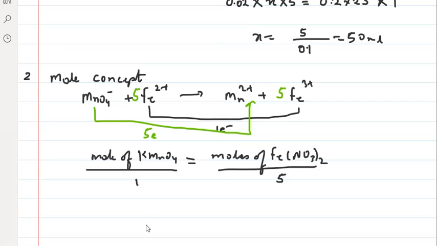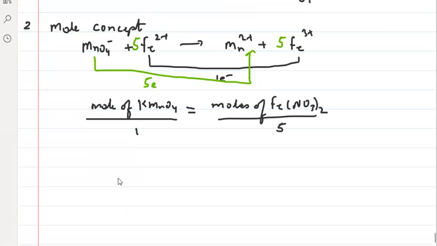Got it? Now tell me, don't you think that this is the same equation? I hope all of you are getting it now. So it is M1V1 by n2, which is 1, is equal to M2V2 by n1, which is 5. Don't you think that this is the same equation? Now I hope all of you are getting my point. Why both are actually the same, right? It's just that you have to do balancing.